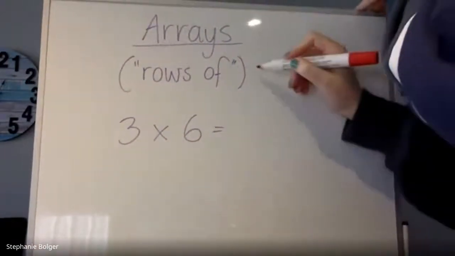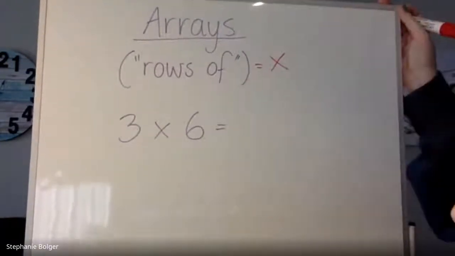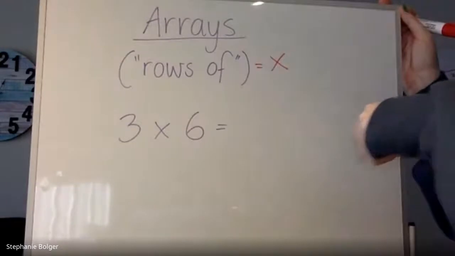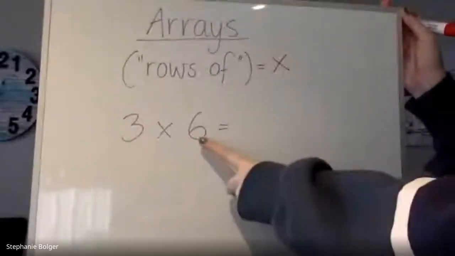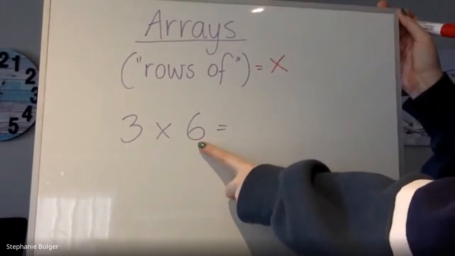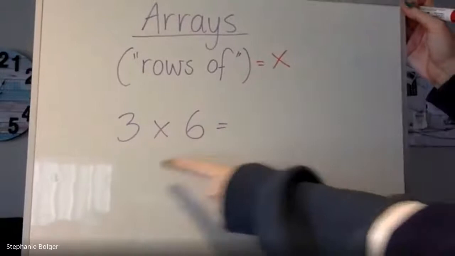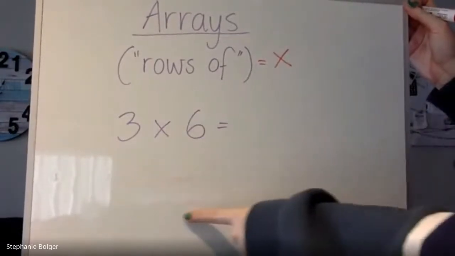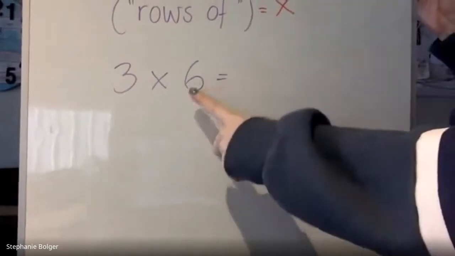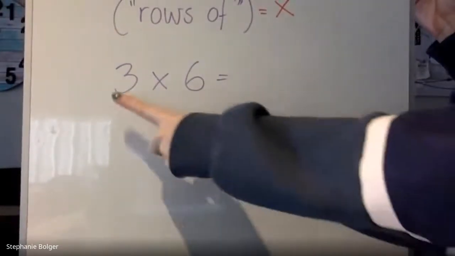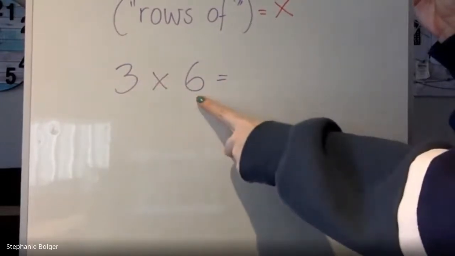So this time, the X, the multiplication symbol, stands for rows of. So we are going to do 3 rows of 6. Okay? So if I'm going to do 3 rows, I need to have 1, 2, 3 rows. And I need to have 6 items in each row. So the first one tells us how many rows. The second one tells us how many in each row.